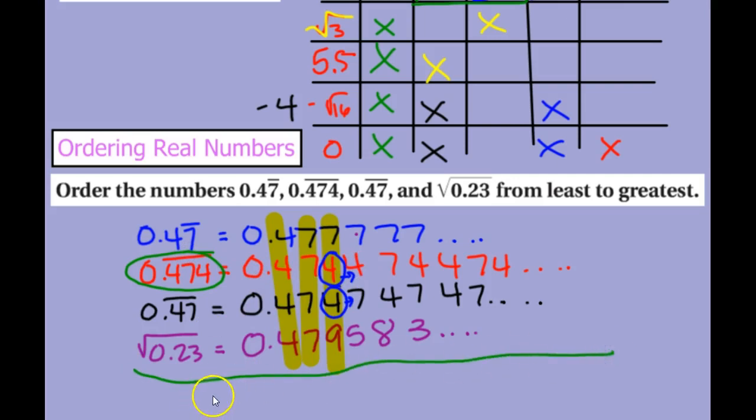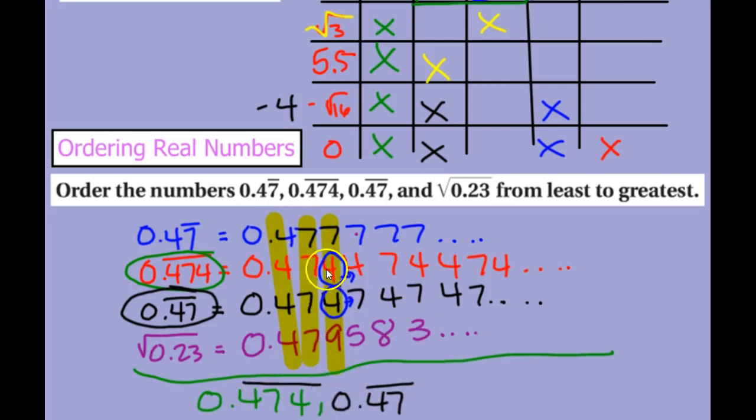So I'm going to start making a list down here. 0.474 is the smallest. Then the other one with a 4 would be 0.47 with both repeating. Oops, I forgot to put the line there. So then we've taken care of the 4s. Those ones were the smallest. Then 7 would be the next smallest. 0.47 with just the 7 repeating. And that leaves the 9 to be the greatest. The square root of 0.23 would be our largest number.